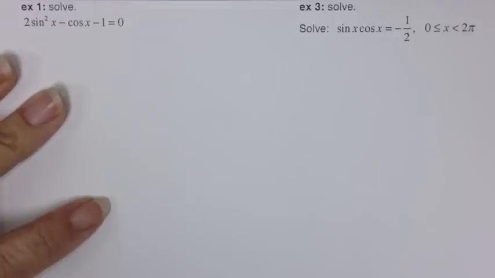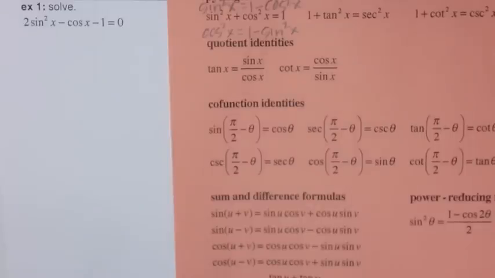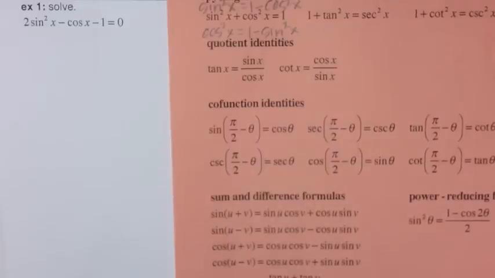Alrighty, this is 5.5b, which is the second half of the lesson on solving trigonometric equations. For this lesson, you're definitely going to want to have that trig sheet out. Yesterday's lesson, we used substitution and we used factoring to help solve these problems. And today we're going to add one more step, and that's going to be using a trigonometric identity to help us.